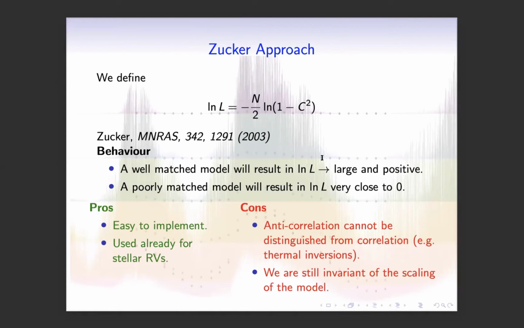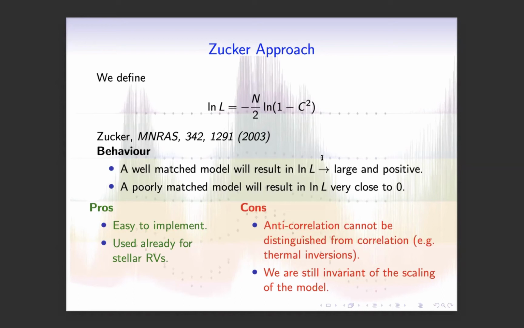However, this has the downside that anti-correlation cannot be distinguished because you have a C squared value. It means that, say, you have a thermal inversion in your atmosphere, then your emission features may not get correlated with absorption features because you lose that sign. So what we really want is something that is keeping that sign effectively. And we're still also invariant of the scale of the model in this case, because again, we're just using the straightforward cross-correlation value.